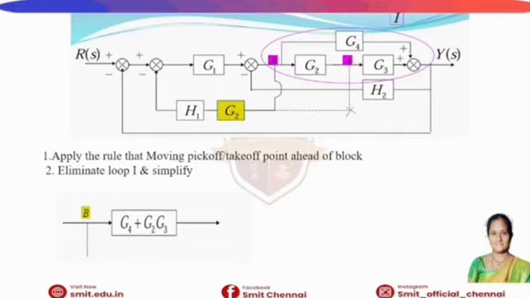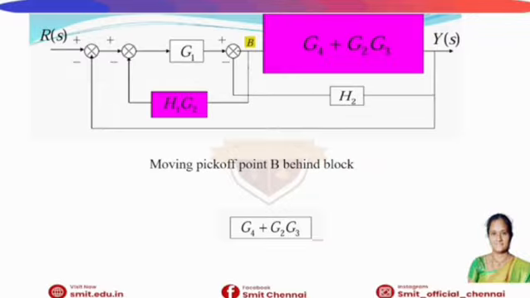With the branch-off point ahead of the block, here we have two blocks in cascade and then in parallel. So we have to reduce using the reduction techniques. We have to reduce G4 plus G2 G3. We know that blocks in cascade means we multiply, and blocks in parallel means addition or subtraction.